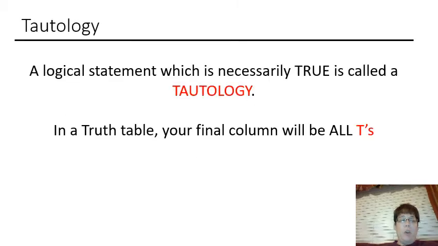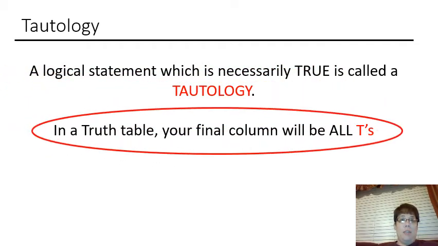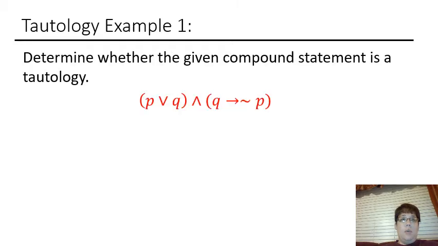All right, first of all, we've got to talk about a new term called a tautology. A logical statement which is necessarily true is called a tautology. The main thing that you need to know about this is that if you do a truth table, your final column will be all truths. And so that is the main emphasis of a tautology. So let's take a look at an example that uses this.